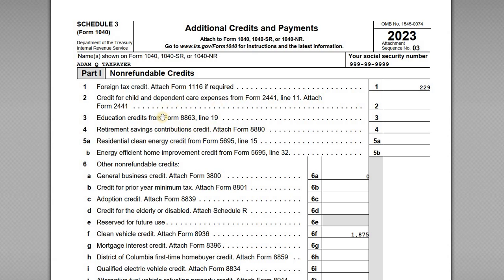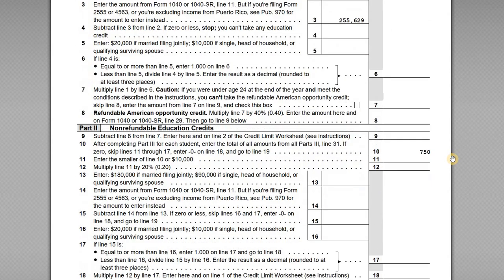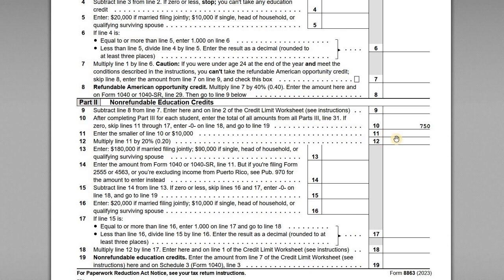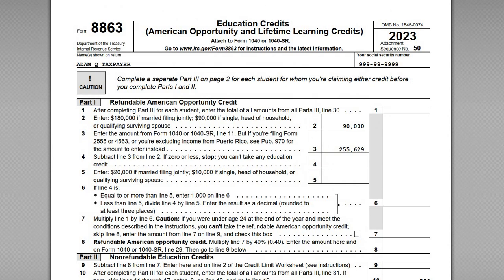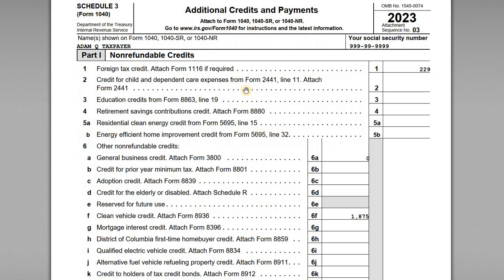Education credits on the 8863, so this would be the Lifetime Learning Credit or American Opportunity Tax Credit. In this example, the taxpayer did include an 8863, but his income was too high effectively. So even though he had some Lifetime Learning Credit eligibility here for some expenses, he ultimately wasn't able to claim any of it. So that's why we see 0 on the 8863 line 19 here. But again, I do have a lot of videos covering how to calculate the LLC or the AOTC, so check out those links below.